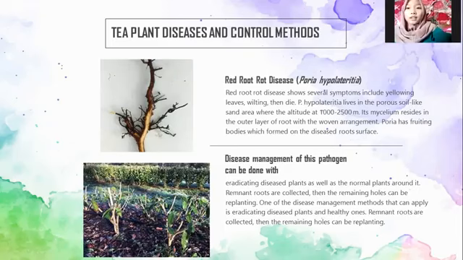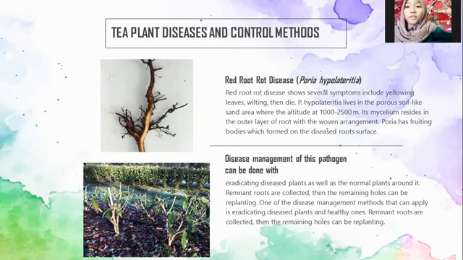Okay, the next is red root disease caused by Poria hypolateritia. Red root disease shows several symptoms, including yellowing leaves, wilting, then dying. Poria hypolateritia lives in porous soil like sandy areas where the altitude is 1,000 to 2,500 meters. Its mycelium resides in the outer layer of the root with a woven arrangement. Poria has fruiting bodies which form on the diseased root surface.